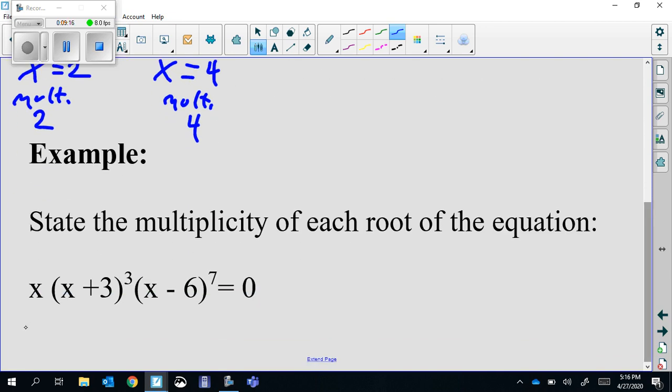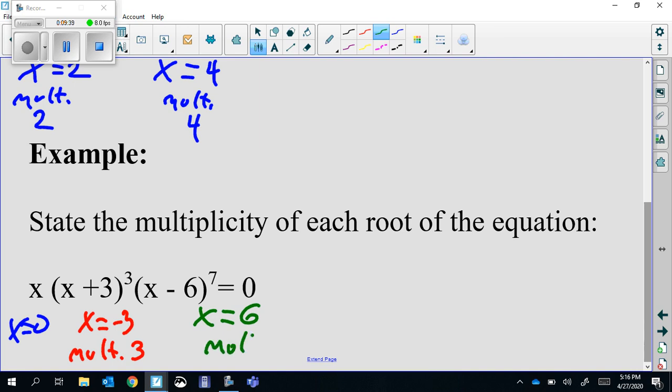State the multiplicity of each root. So we get x equals 0 first of all. Then we get x equals negative 3. And that had an exponent of 3, so that means it's a multiplicity of 3. And then this last one, solve that out, we would get x equals 6. And it had an exponent of 7, which means it has a multiplicity of 7.